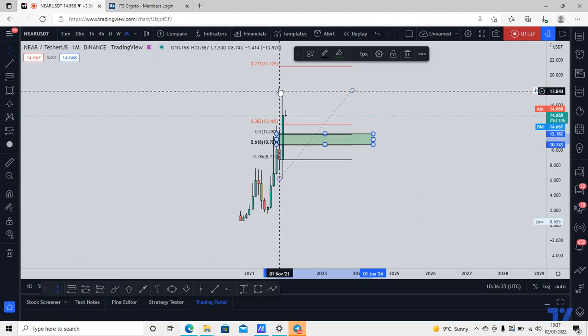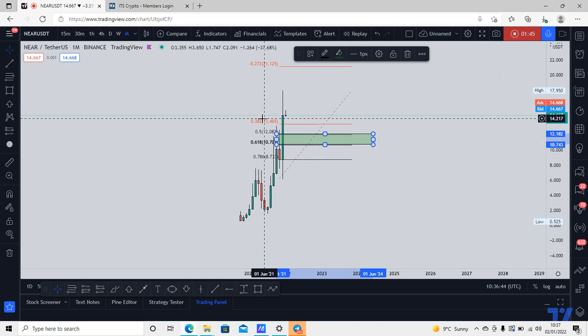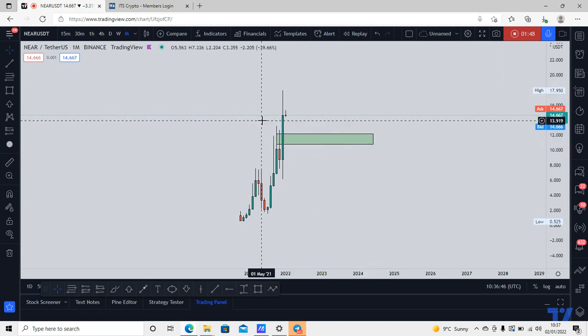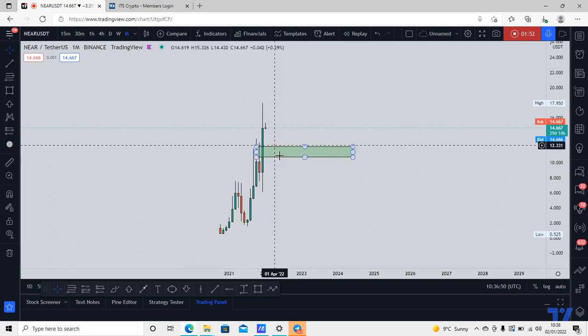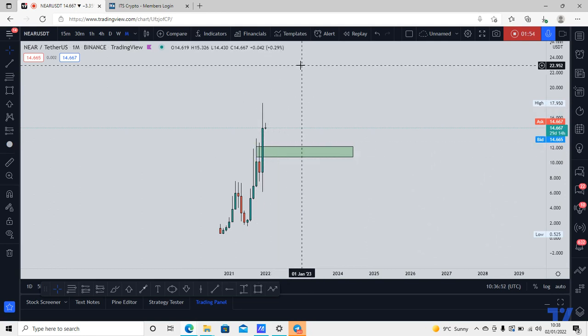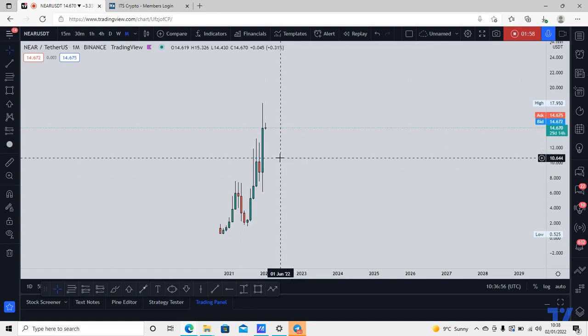And 9 out of 10 times the market will go and make a retracement to retest previous resistance as new support before then making the continuation to the upside. And that's exactly what I expect here. So although the monthly time frame is bullish, we do expect a correction to this area of support before we see the continuation to the upside. Let's drop down to the weekly time frame.